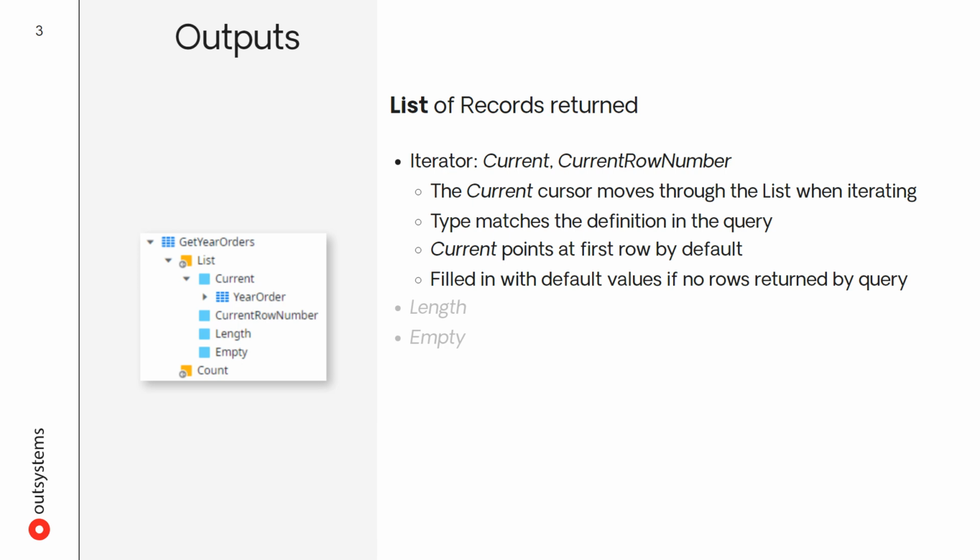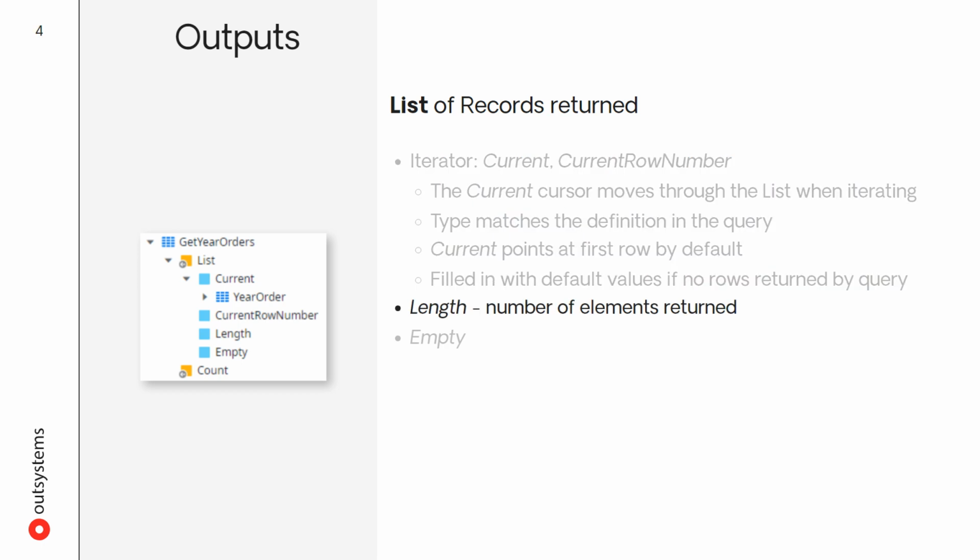The current matches the type of the entities defined in the source tab, while the current row number starts at 0 and goes all the way to the total number of records in the list, -1. Another important aspect is that the current will point to the first record of the list by default, and if no record is returned, the current will contain default values for its data type.